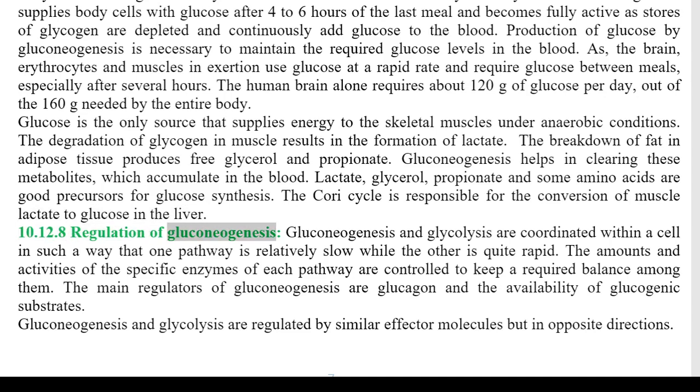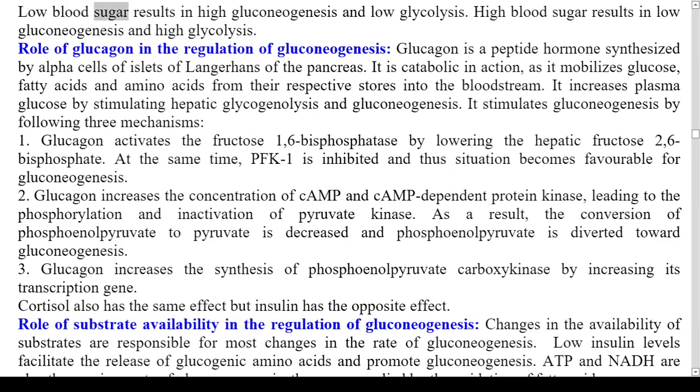10.12.8 Regulation of gluconeogenesis. Gluconeogenesis and glycolysis are coordinated within a cell in such a way that one pathway is relatively slow while the other is quite rapid. The amounts and activities of the specific enzymes of each pathway are controlled to keep a required balance among them. The main regulators of gluconeogenesis are glucagon and the availability of glucogenic substrates. Gluconeogenesis and glycolysis are regulated by similar effector molecules but in opposite directions. Low blood sugar results in high gluconeogenesis and low glycolysis. High blood sugar results in low gluconeogenesis and high glycolysis.